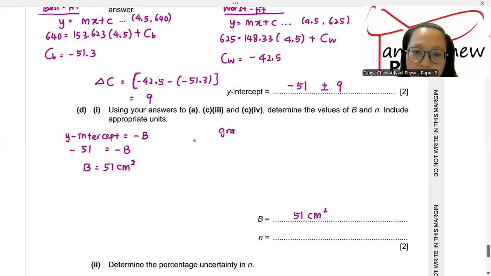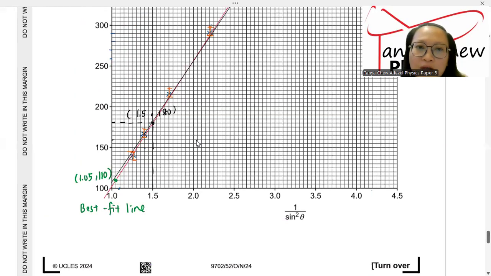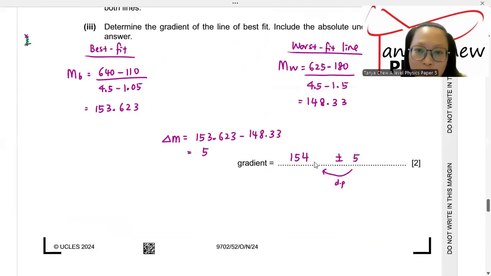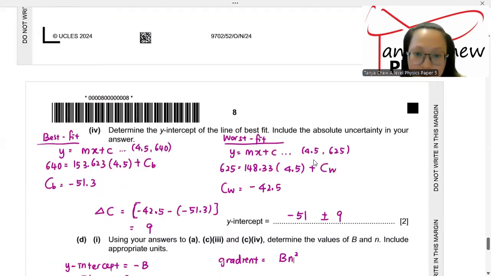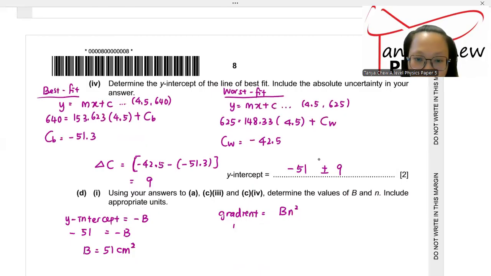And you know that the gradient is equal to Bn squared, right? So the value of the gradient, I would like to round it off to 154, it doesn't matter. Let me write it down nicely. 154 is equal to B, which is 51. Sub in 51.